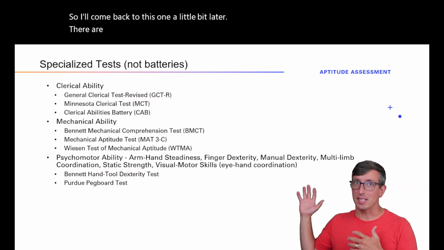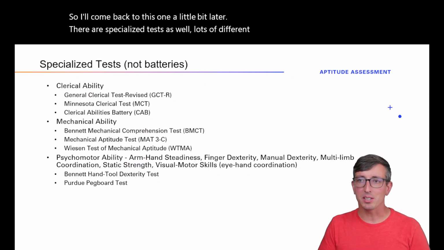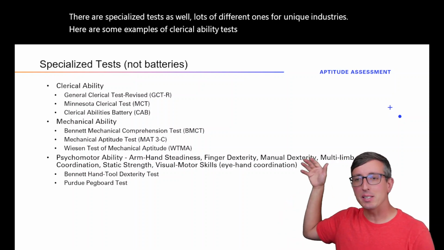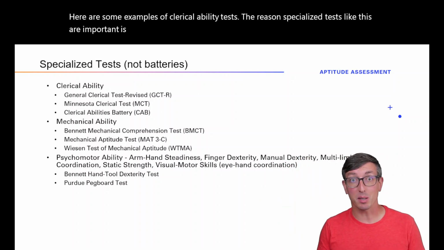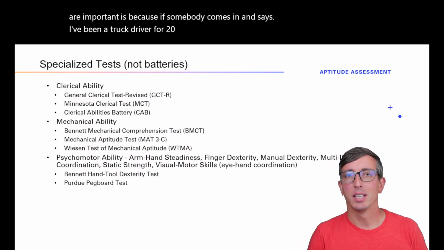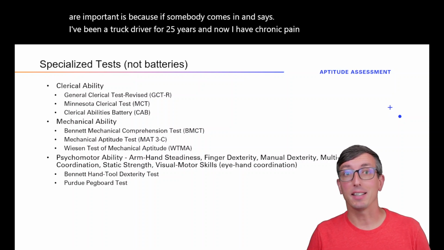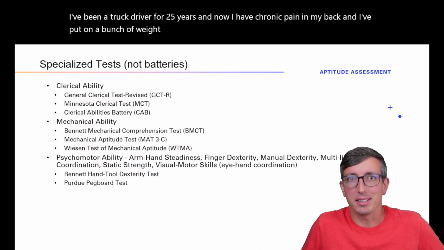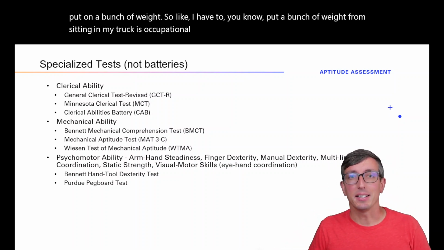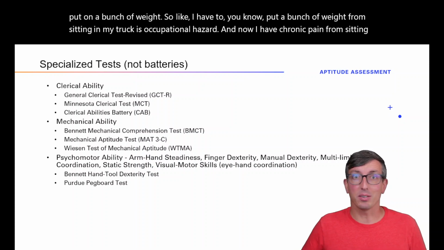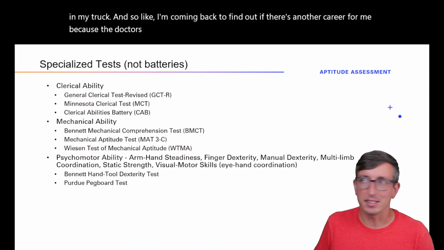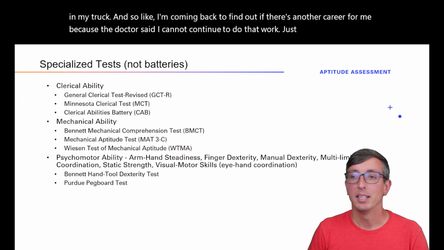There are specialized tests as well, lots of different ones for unique industries. Here are some examples of clerical ability tests. The reason specialized tests like this are important is because if somebody comes in and says, I've been a truck driver for 25 years, and now I have chronic pain in my back, and I've put on a bunch of weight from sitting in my truck, it's an occupational hazard. Now I'm coming back to find out if there's another career for me because the doctor said I cannot continue to do that work, just as an example.